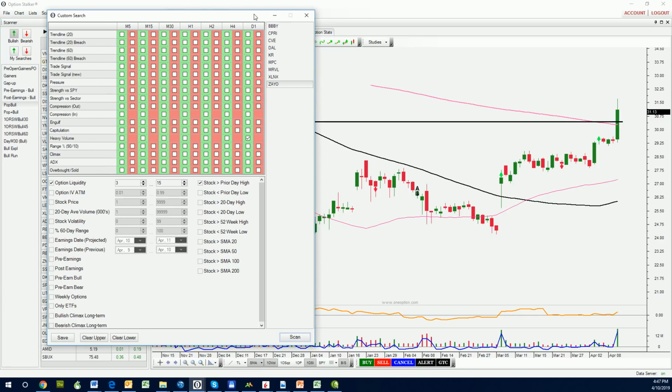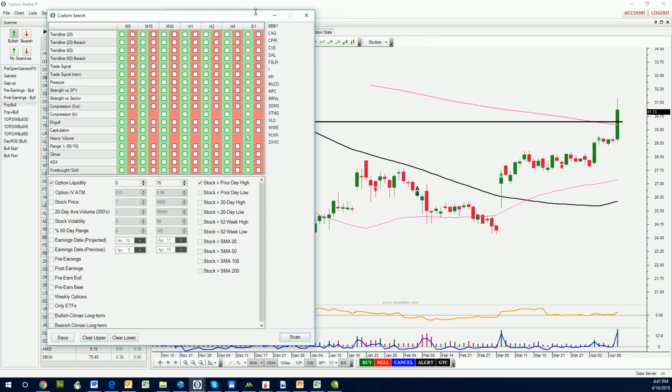And I'm going to make the option liquidity a little bit less restrictive. And we'll run the scan again. And see, you can do that. It's so easy to do. You can make all the searches more restrictive and less restrictive very, very easily by just adding and removing criteria.